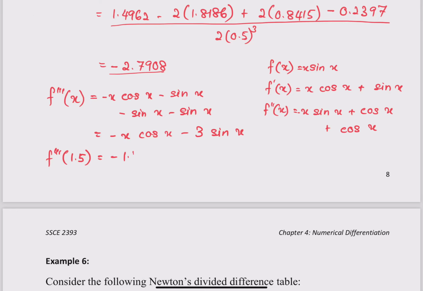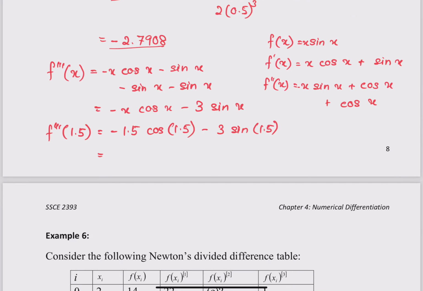The exact value of the third derivative at the point 1.5, you just substitute x equal to 1.5: minus 1.5 cos 1.5 minus 3 sine 1.5. If you use the calculator, what you will get is minus 3.0986, the exact value of the third derivative at point 1.5. And don't forget your mode, when you calculate cos 1.5 and sine 1.5 here.